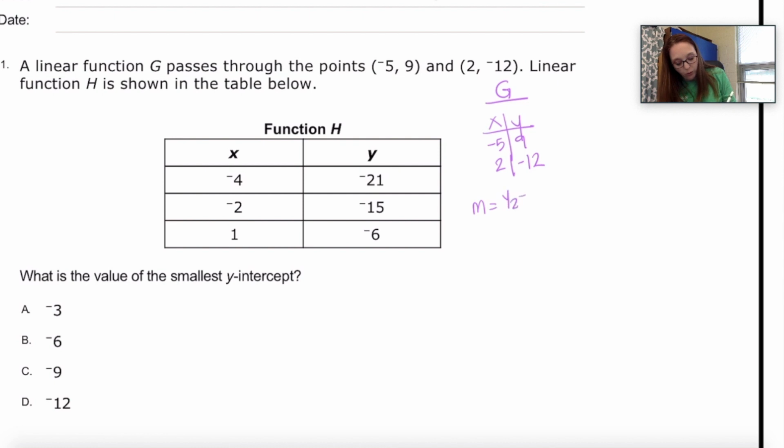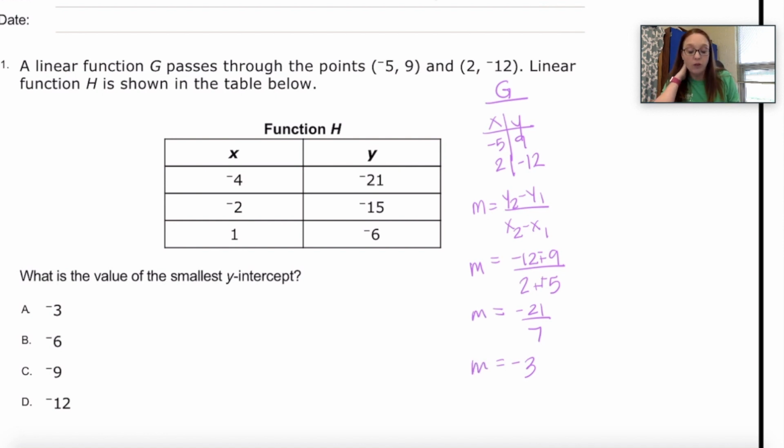The slope formula says we take the difference in the y values divided by the difference in the x values. So that's negative 12 minus 9 over 2 minus negative 5. Negative 12 minus 9 becomes negative 12 plus negative 9, so that's negative 21 over, and 2 minus negative 5 is the same as 2 plus 5. So it's negative 21 over 7, which is negative 3. That is your slope.